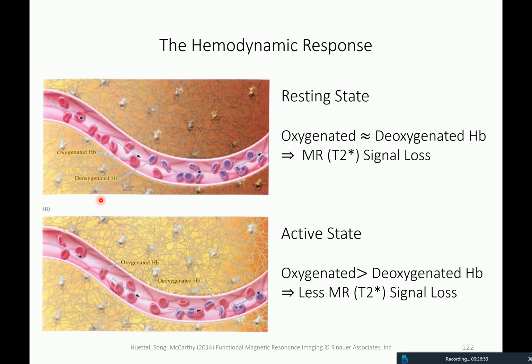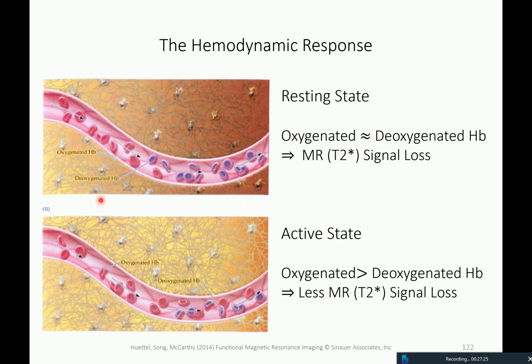So the way you have to think about the MR signal, if there's neural activity, the MR signal goes up, but it goes up not because something drives it, but because its inhibition is decreased. So there is less MR signal loss due to deoxygenated hemoglobin in the active state, and there's more oxygenated hemoglobin present in the active state, hence inducing less signal loss.